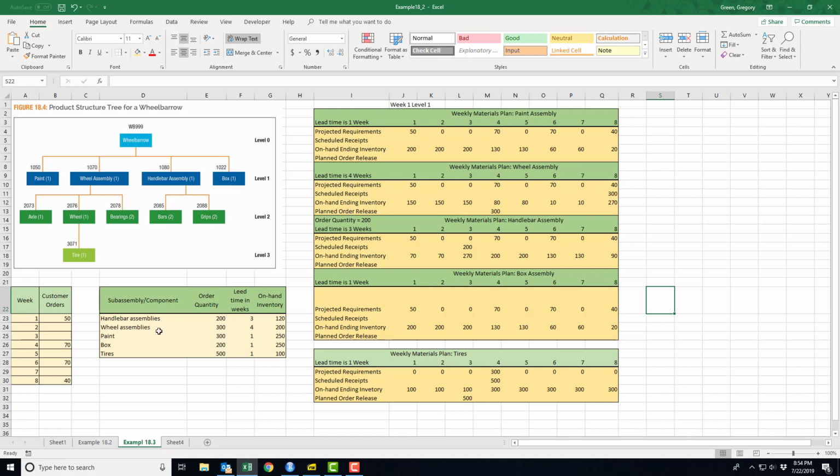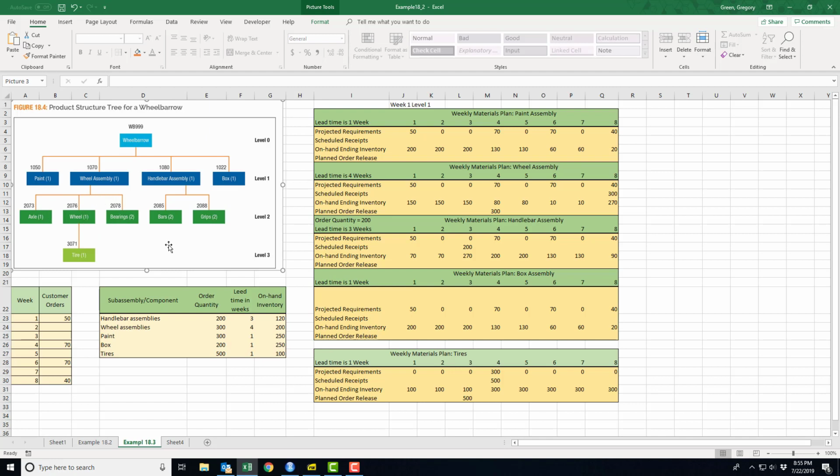So our inventory status file tells us all of the subassemblies and components we need. Pay close attention to this, because we need handlebar assemblies, but we don't have any of the subassemblies. Apparently when we receive these wheel assemblies, they're done already. What we do need though are tires, because that's part of our file over here. We do need tires when we start constructing these wheel assemblies.